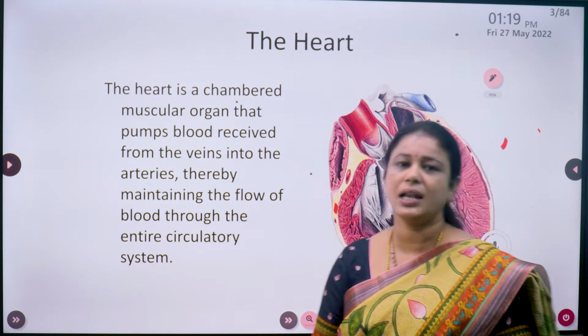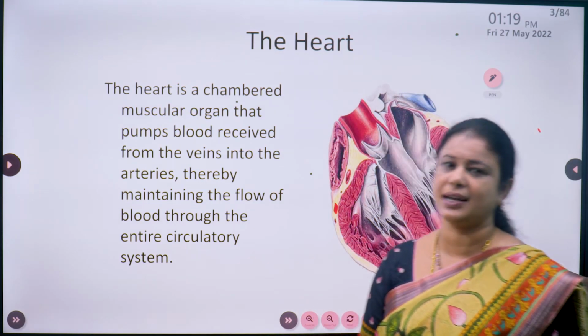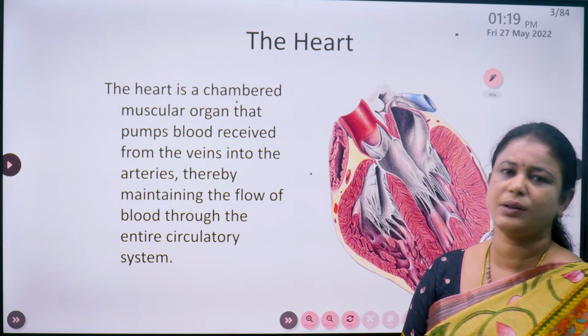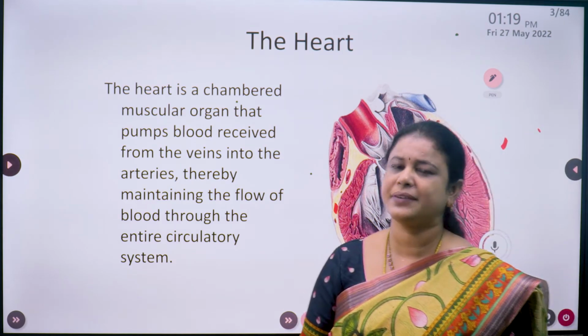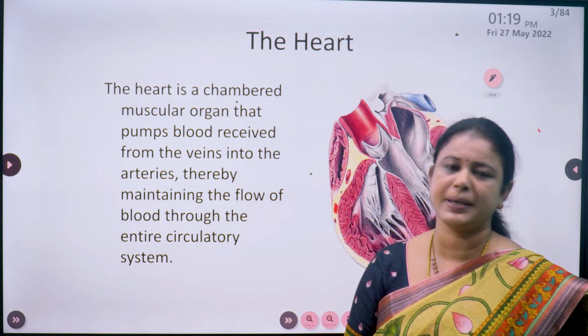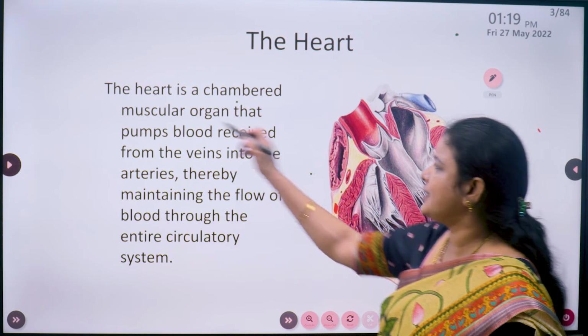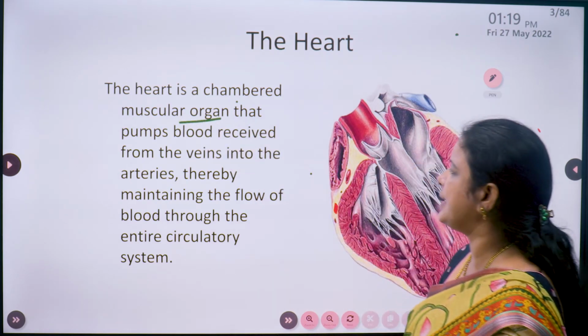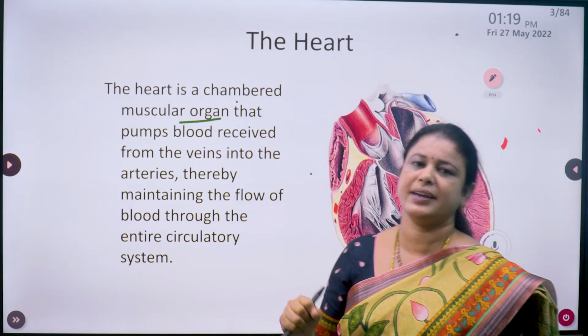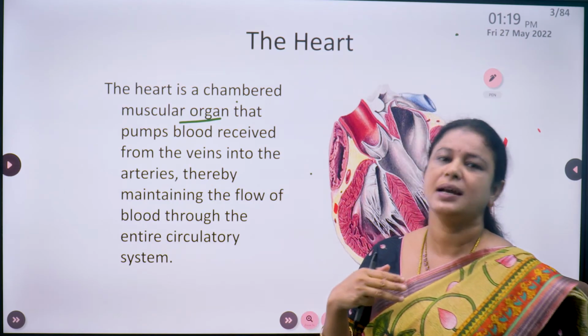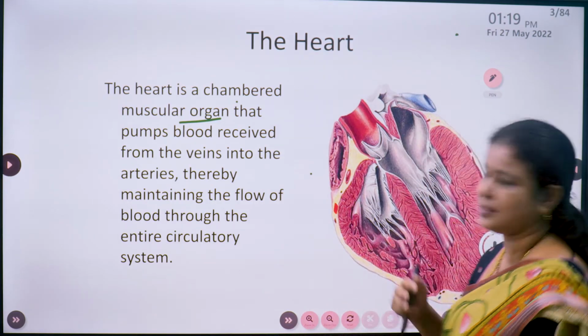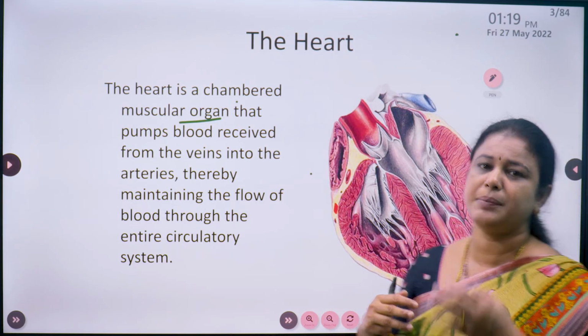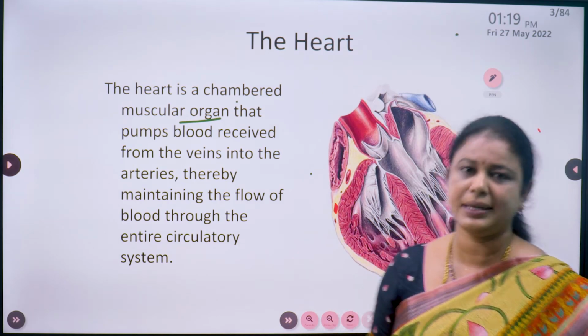The heart is a hollow muscular pumping organ. The main function of the heart is pumping. It receives the blood from veins and it pumps the blood into the arteries. The arteries will carry the blood away from the heart to the body parts.